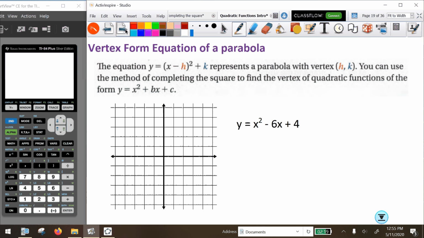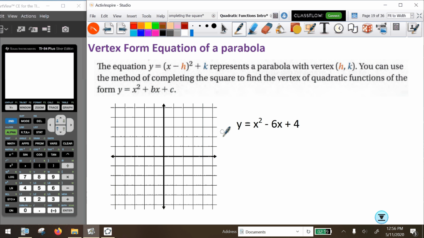All right, let's do another example. This one is not written in vertex form. I can't just say that the vertex is at -6, 4. It doesn't work like that at all. This is in standard form, and that's not really good. We want to get it in vertex form so we'll know where to plot this vertex.